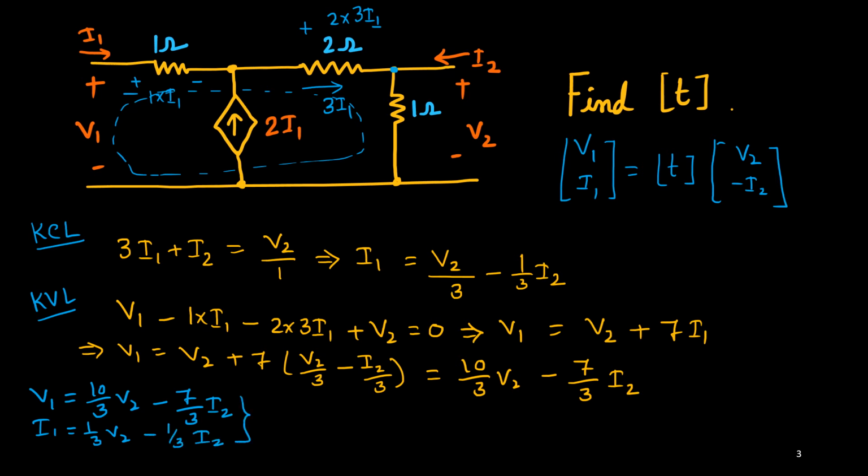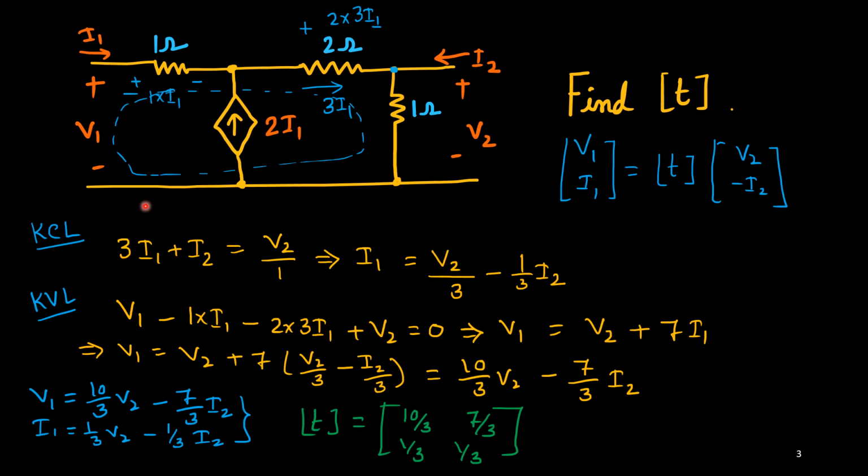From this I can say that the T parameters are simply 10 by 3, 7 by 3, 1 upon 3, and again 1 upon 3. Remember that the minus sign will not be considered, because the minus sign is already taken in minus I2. So the coefficient, except for this minus sign, I'll consider as 7 by 3, and this is 1 by 3, right? So these are the T parameters for this network.